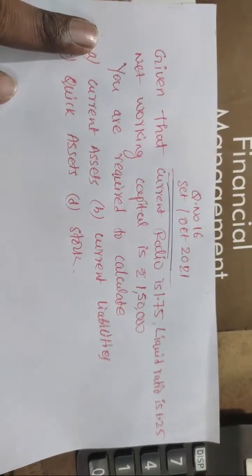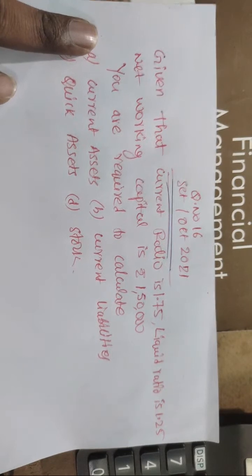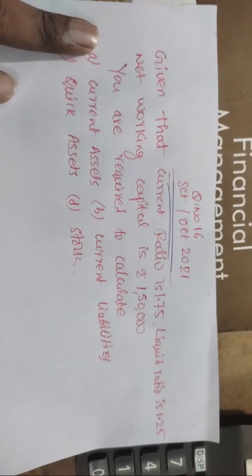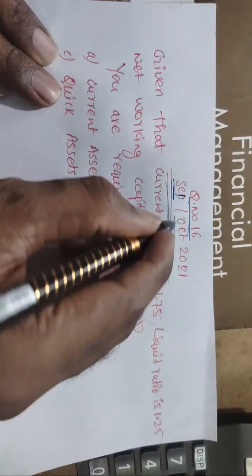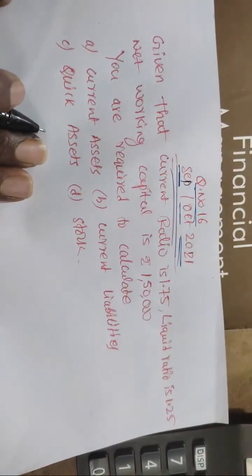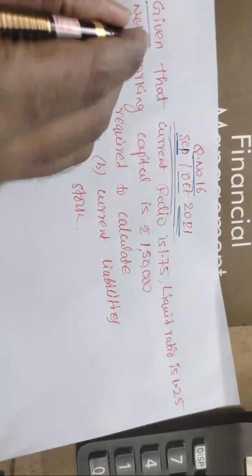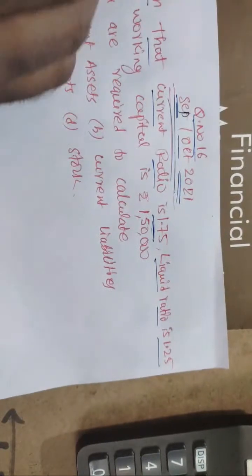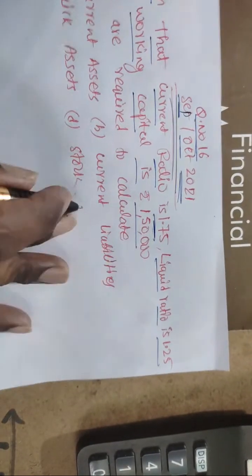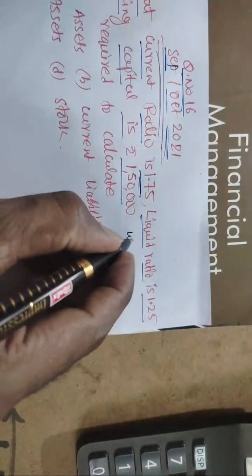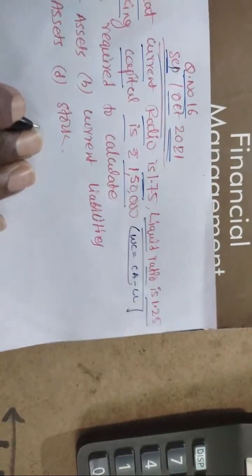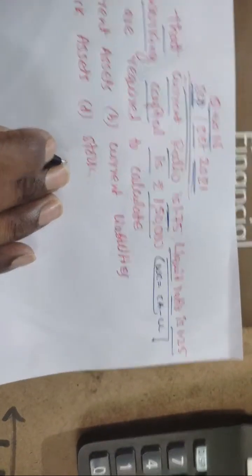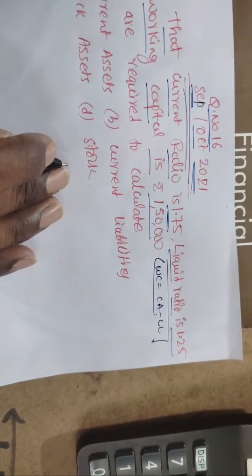Here we are. Question number 16, September-October 2021 question. In this question they said that given that current ratio is 1.75, liquid ratio is 1.25, net working capital is rupees 1,50,000. That is, working capital is nothing but current assets minus current liabilities. This is the key for us to solve the problem. This is the most important thing we have.